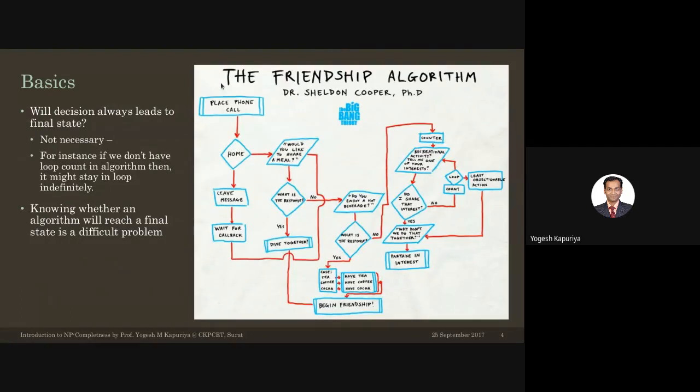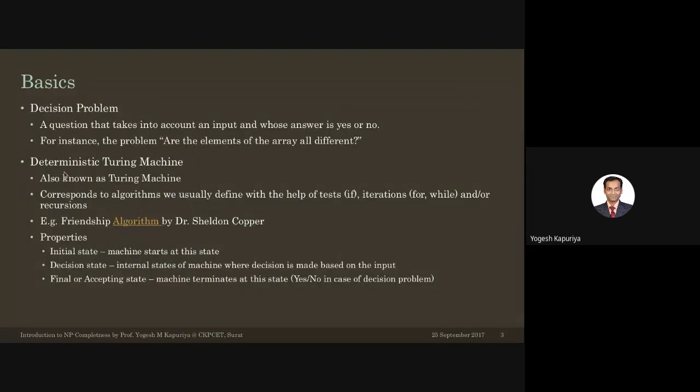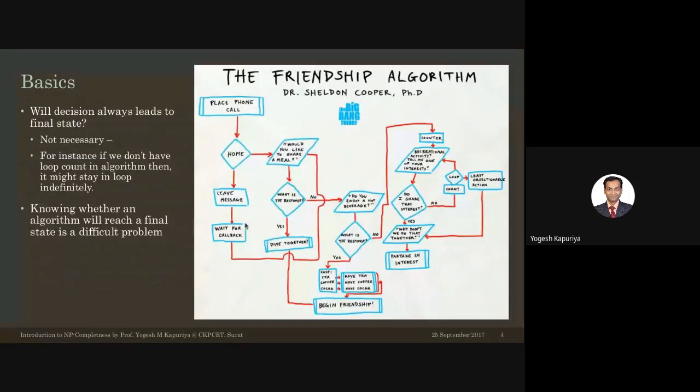So let's look at this algorithm first. There is one thing to be observed inside this algorithm, which tells you that in the case of a decision problem there may be a scenario. We have discussed that there are only two answers, right? Yes or no. But there may arise some situation in which arriving at the answer is not always possible. That was the case raised by this scientist, Dr. Sheldon Cooper, in the form of the friendship algorithm he suggested.